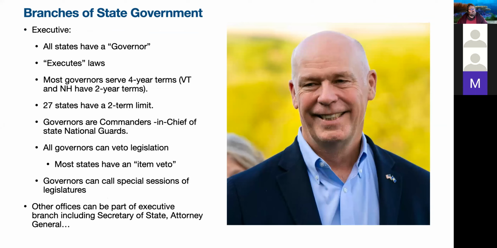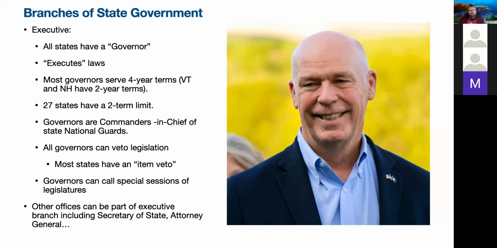Second branch, the executive. This is primarily associated with the governor. All 50 states have governors of some way, shape, or form. The governor executes the laws. That's why it's called the executive branch. So the governor not only signs the laws, but it is up to the governor and the people under the governor to carry out those laws faithfully.